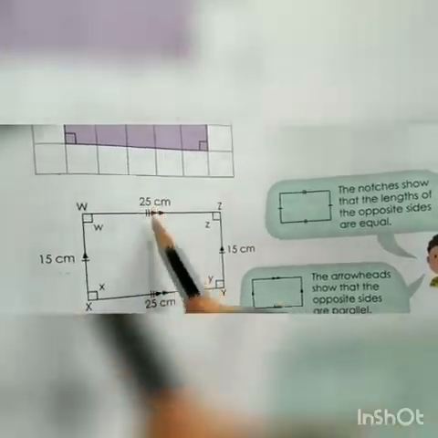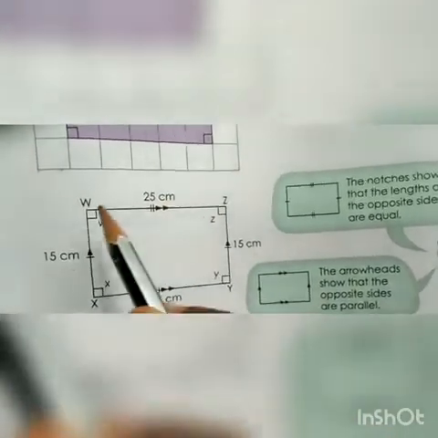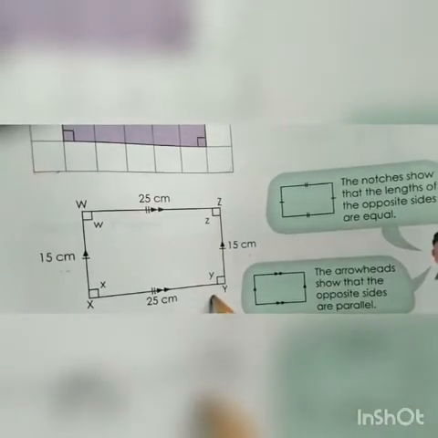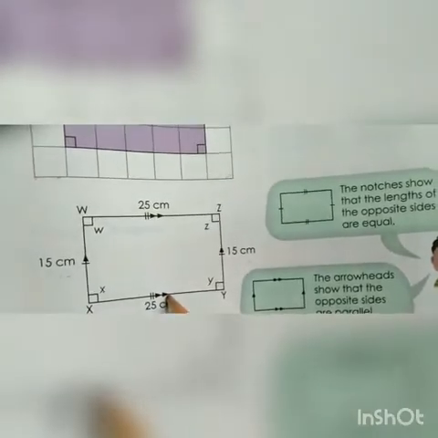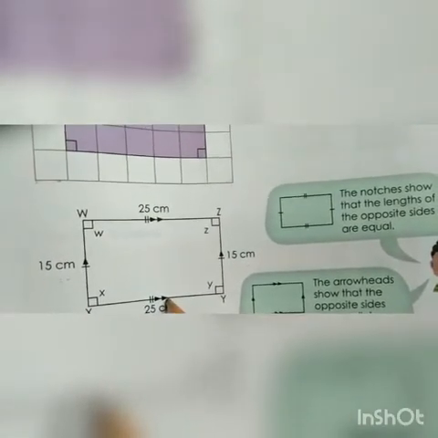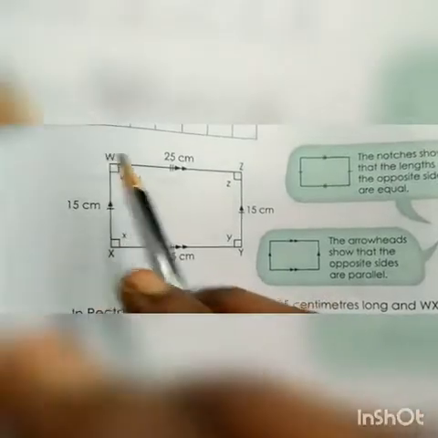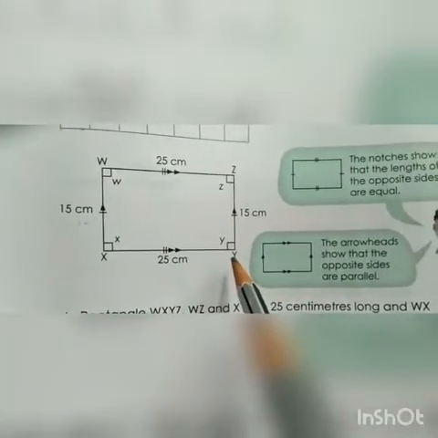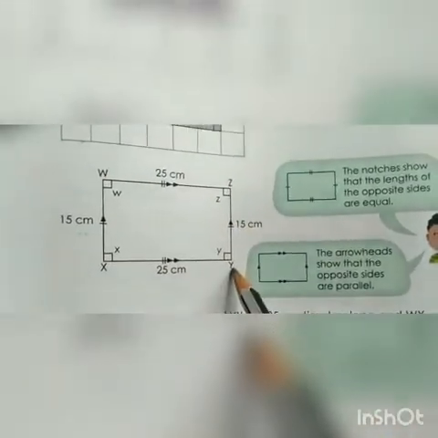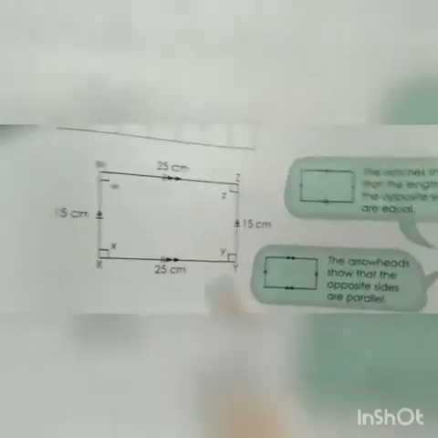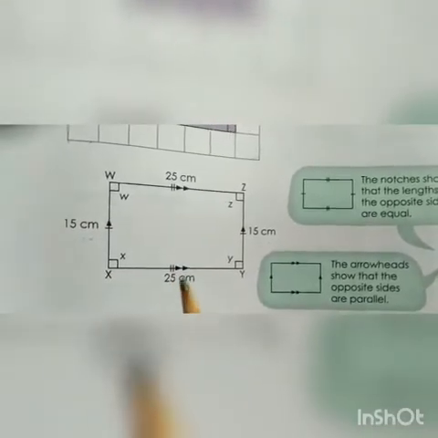Similarly, look at these two sides, WZ and XY. These two sides are 25 cm. The length of these two sides is 25 cm, and these two lines are opposite sides. So we call these two parallel lines. Opposite sides are parallel and equal. WXYZ is a rectangle. Here WZ and XY are of length 25 cm and WX and ZY are of length 15 cm. Therefore, we got two different lengths, but opposite sides have the same length.